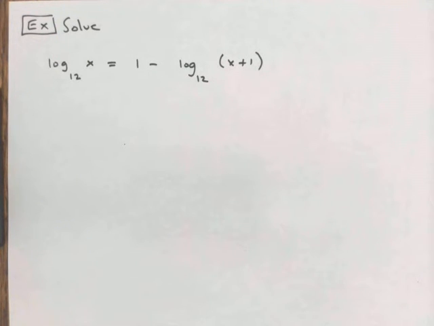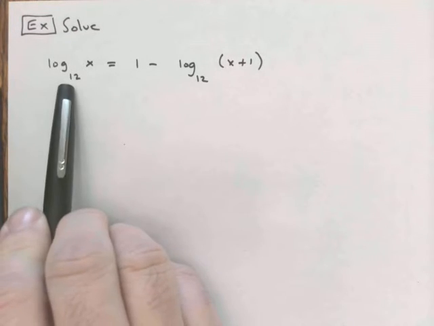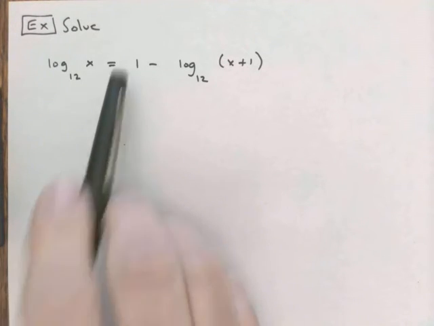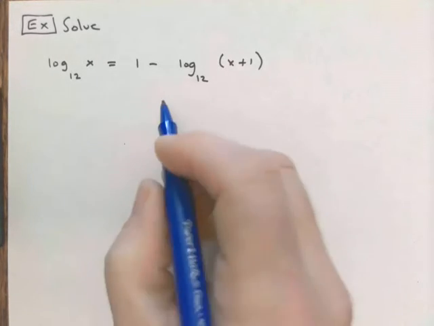To solve log equations, take a look at the equation that you have. In this one I see that we have multiple logs, and we also have a term that does not have a log at all. It's just the number 1. When that happens, you want to get all the logs over to one side of the equal sign.